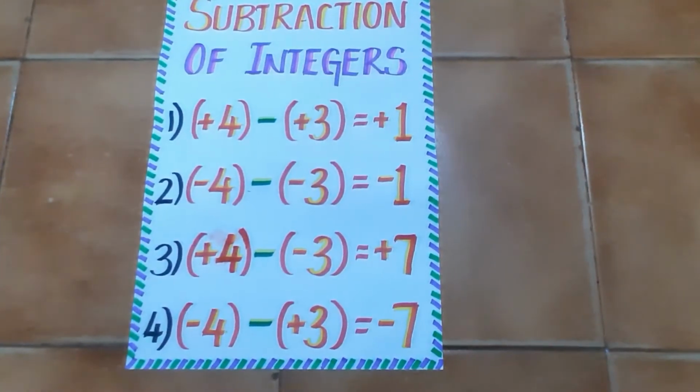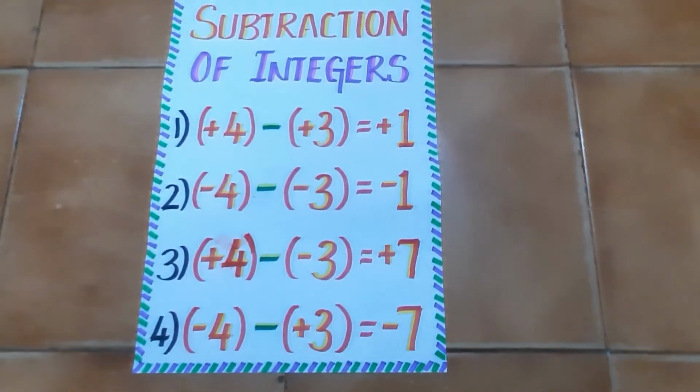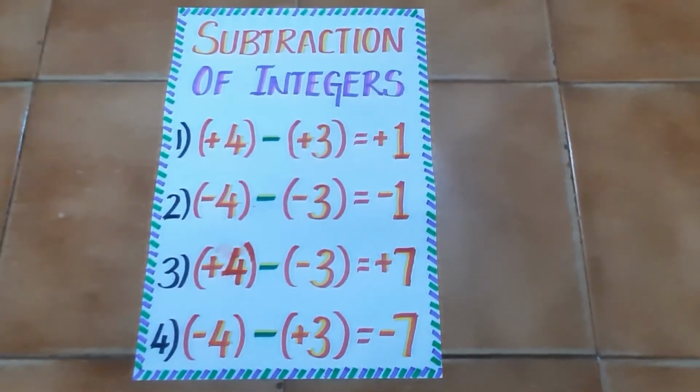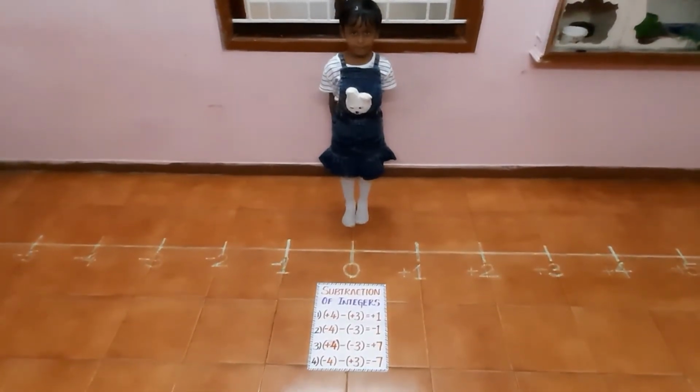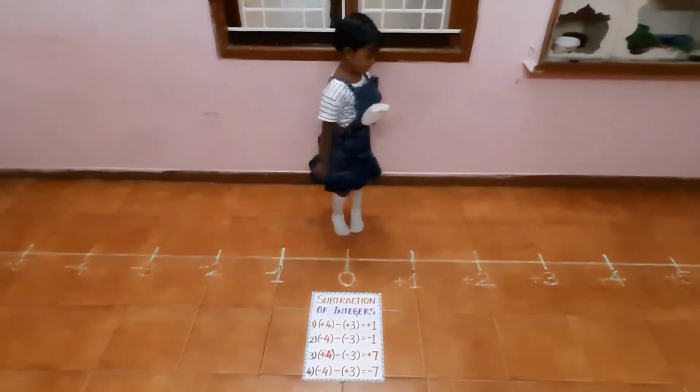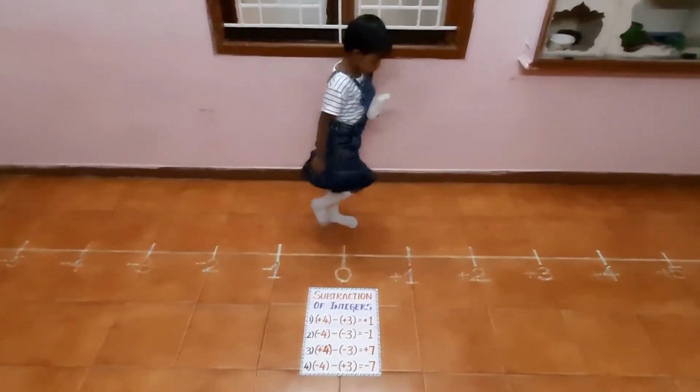In the third case, we are going to find the difference between plus 4 and minus 3. And let's see how we are getting plus 7. The first number is plus 4. Therefore, the kid is going to reach plus 4.